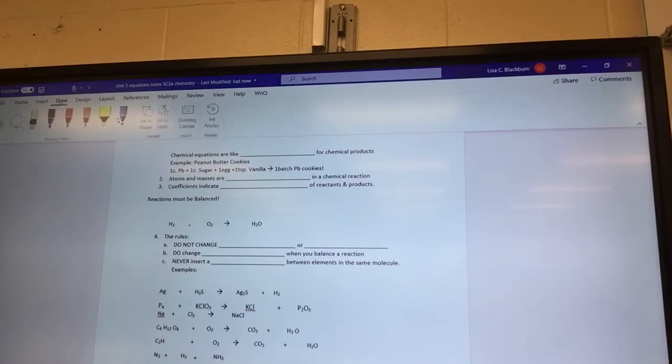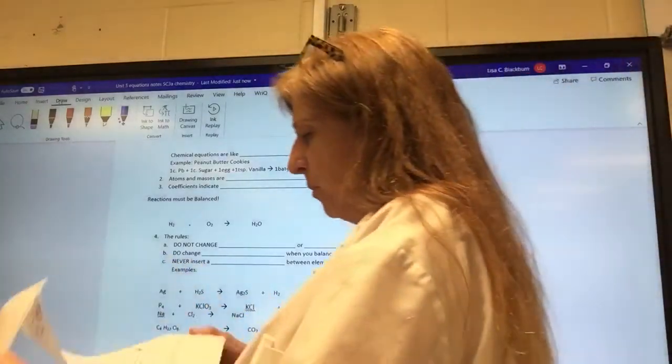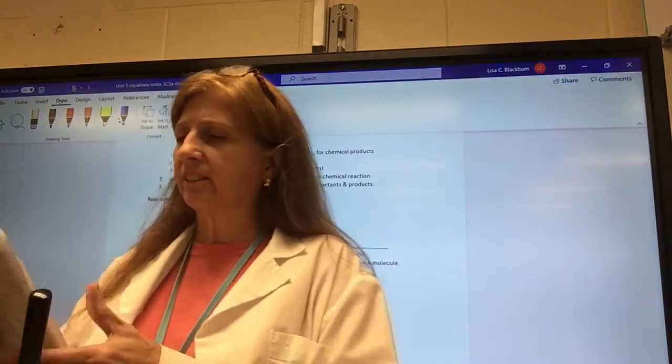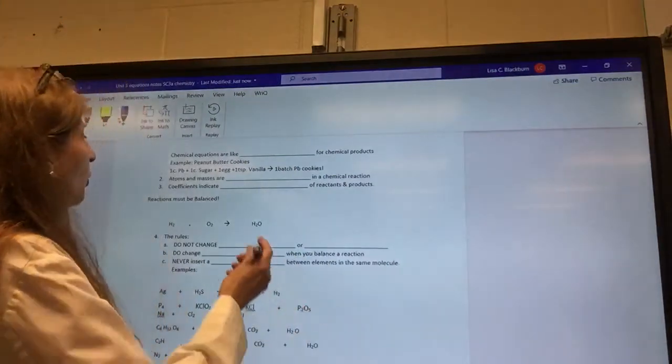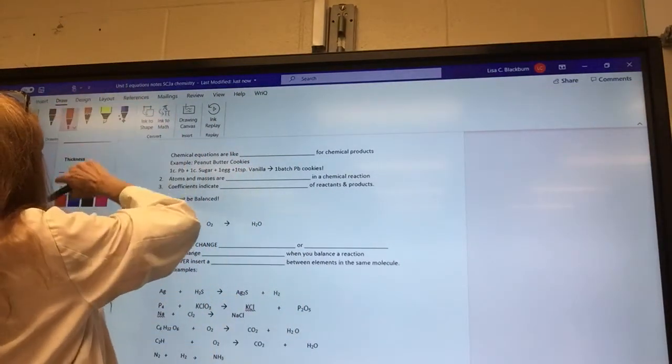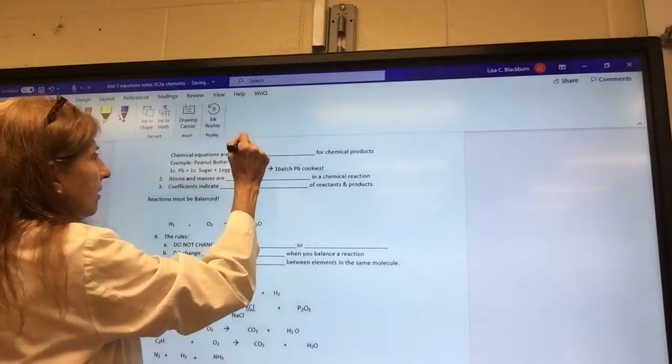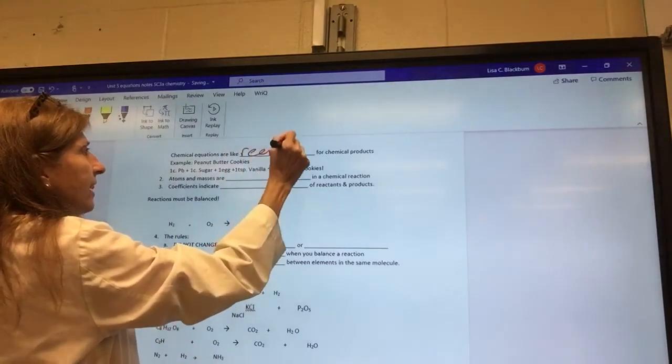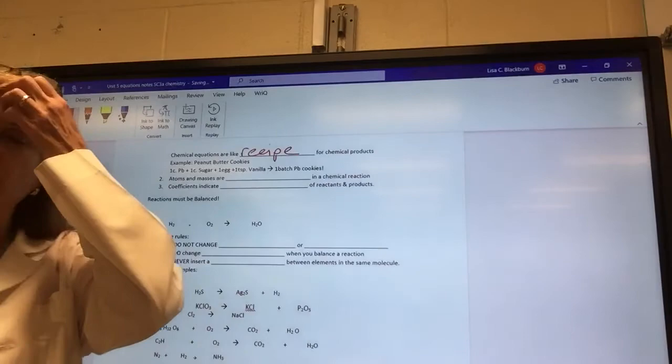Okay. How are reactions written? We want to have accurate chemical reactions, and they are like a recipe for chemical products. Now, I used to do this. So this is a recipe.